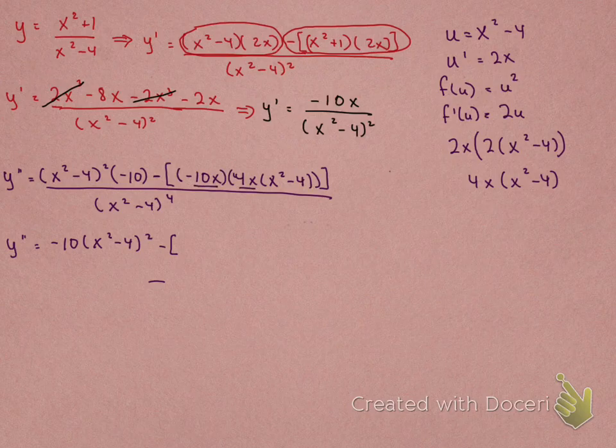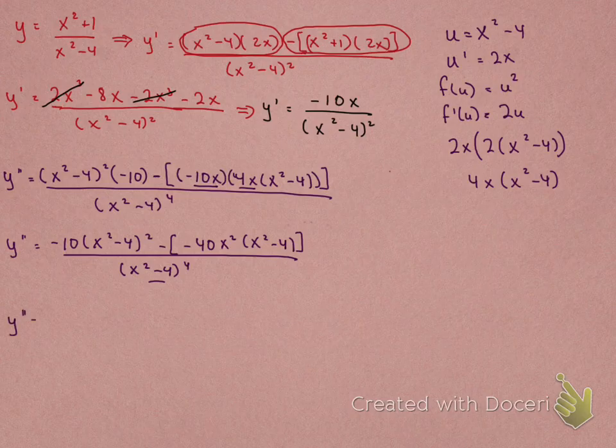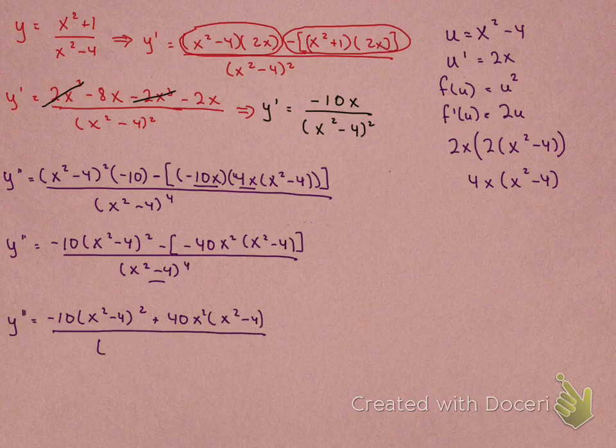And 10x times 4x is a negative 40x squared times x squared minus 4. And that's all over the denominator, all to the 4th. And then, of course, simplifying that is going to give us plus the 40x squared times the x squared minus 4.